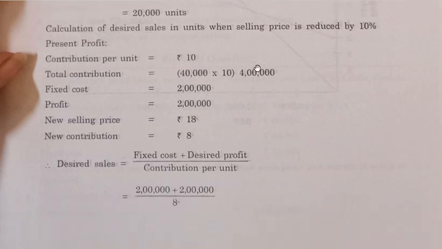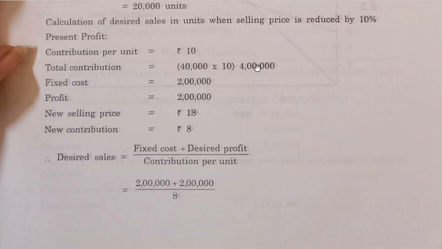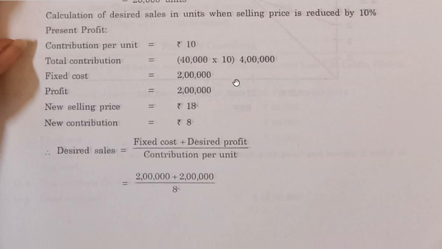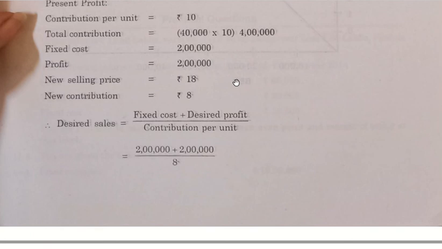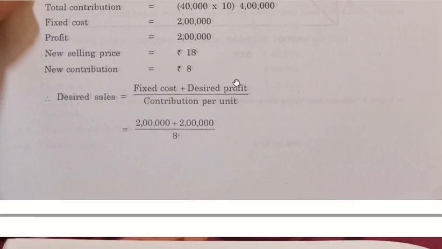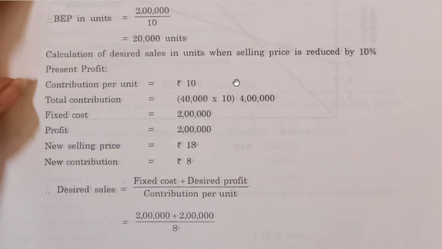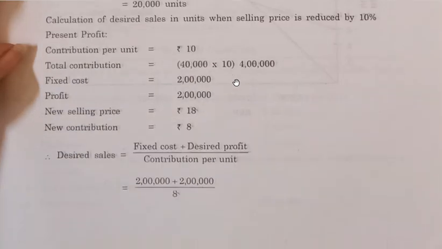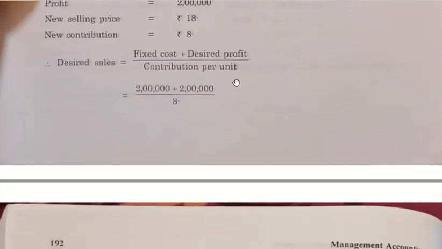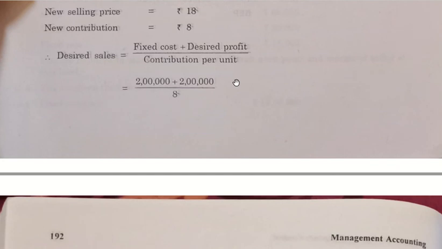We are supposed to calculate the desired sales in units when selling price is reduced by 10%. So present profit is equal to, contribution per unit is how much? 10 rupees. So total contribution is 40,000 into 10, which is equal to 4 lakhs. Fixed cost is equal to 2 lakhs. Profit is equal to 2 lakhs. The new selling price is 18 rupees and the new contribution is 8 rupees. So desired sales is fixed cost plus desired profits divided by contribution per unit.